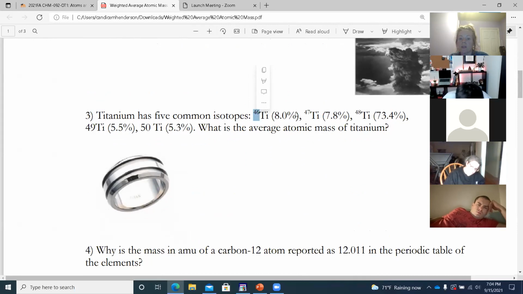So we've got titanium 46, 47, 48, 49, and 50. I don't know why these aren't superscripted. The majority of it is titanium 48, so I'm assuming my number will probably hang out around a value of 48. But I want you to go ahead and calculate all of those. I'll give you another 3 minutes for that one.